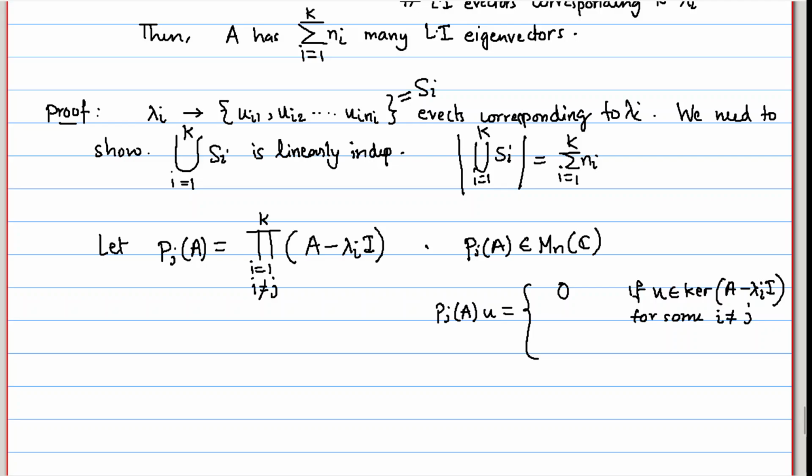Now, this is one case. What if u is in the kernel of A minus lambda_j I? Then this would be nothing but the product of all (lambda_j minus lambda_i), where i is not equal to j, times the vector u. So just verify that this function is correctly written.